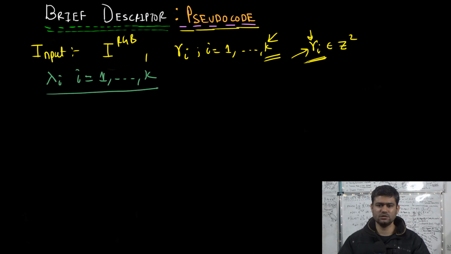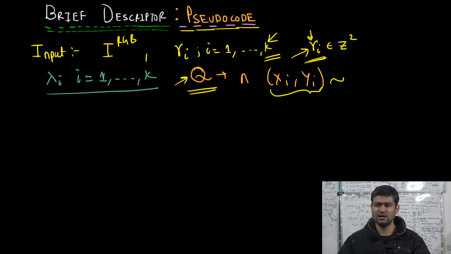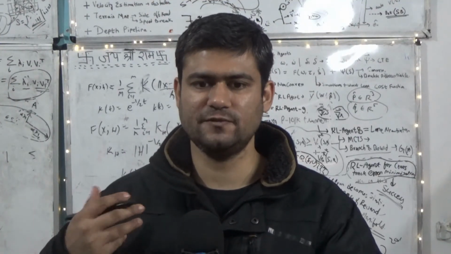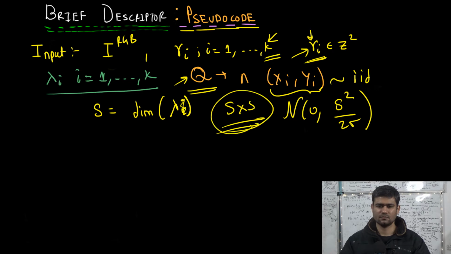Another input to the algorithm is going to be the set Q, which contains n pairs of coordinates x_i and y_i. And in the previous lecture, we discussed the sampling methods that we use to sample the set Q. And we saw that method number 2, where both x_i and y_i were sampled as iid Gaussian with mean 0 and variance S squared over 25, where S is the size of the image patch. S is equal to the dimension of lambda, where we are assuming that each of the feature points is described by the same size patch. That is, the size of the patch is S cross S.